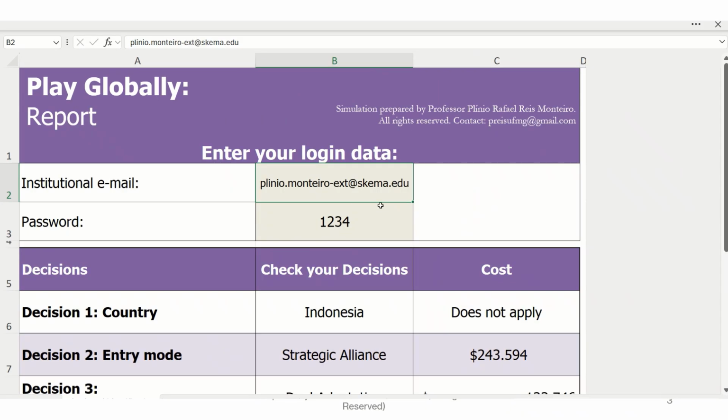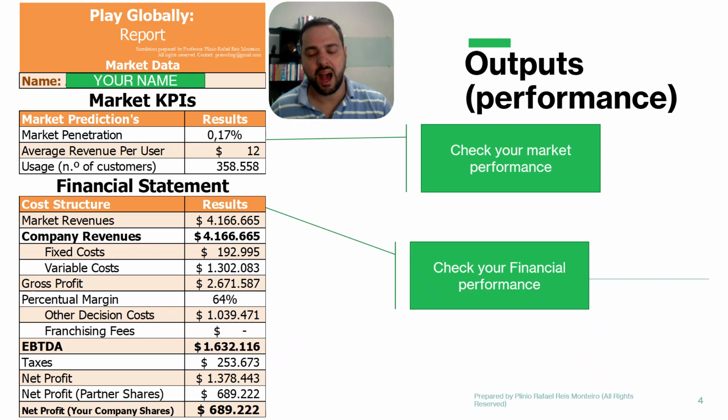Here you should input your Schema email, no matter the mail that you entered, you should use your Schema email. And then you should use your password. The password will be equal to the last four digits of your MySchema identification, so you pick up the last four digits on the right. After checking and validating your answers, you should go to the tab Outputs Performance to check your results.